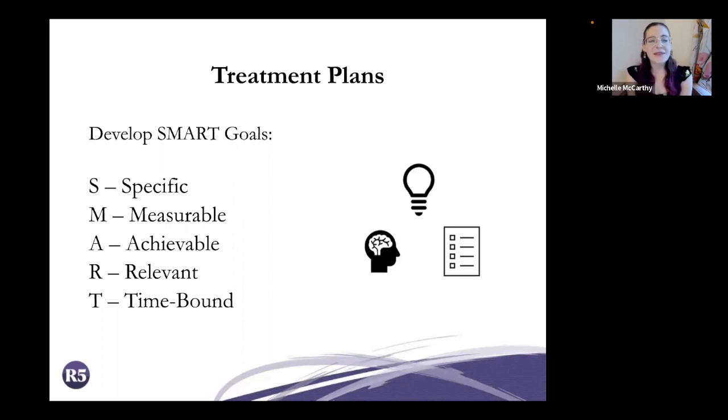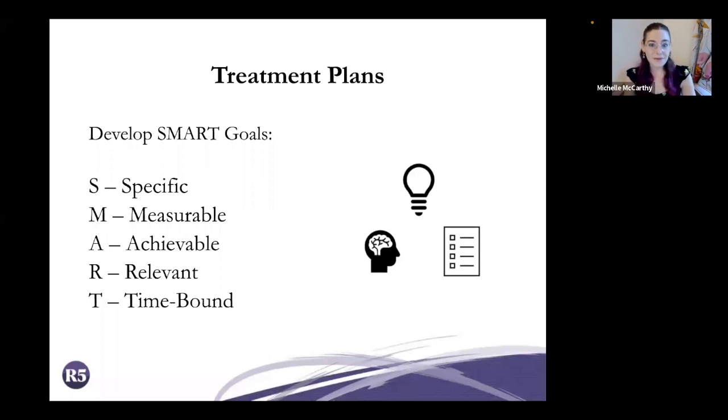So when we develop treatment plans, the ultimate goal is to develop what we call SMART goals. They are specific, measurable, achievable, relevant, and time-bound. Let me back up though. A treatment plan is going to be comprised of goals, objectives, and interventions.